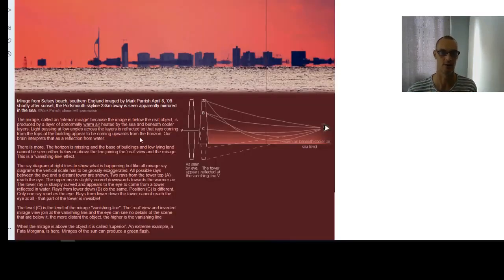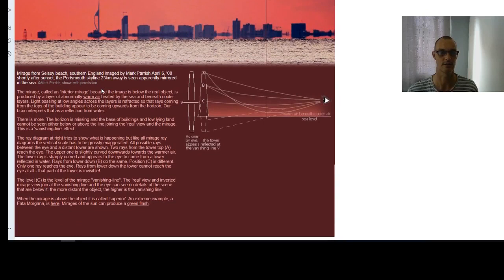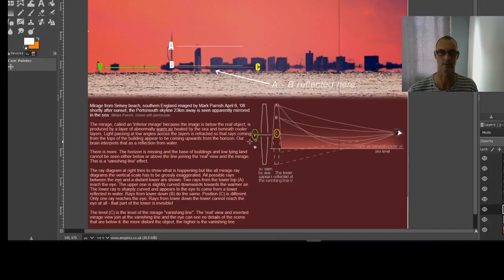It's very well explained on this website here, which is at optics.co.uk, and we can see a photograph here that was taken 23 kilometers away from this skyline at Selsey Beach in southern England, shortly after sunset, and you can see that everything is apparently mirrored in the sea. So what I've done is put this into GIMP just to try to illustrate what's being explained here.